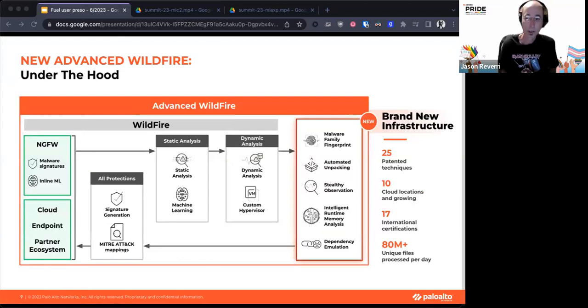So let's walk through the journey of a piece of malware. So an unknown file is usually observed by one of our enforcement points. This could be a next-gen firewall, VM series, cloud, endpoint, Cortex XDR, maybe even from a third-party feed. All these are connected into advanced Wildfire. The file will go through the enforcement point, let's say a firewall, and it gets checked if it's a known or an unknown variant of known malware. And if it is, we just block it. If the file is deemed to be unknown, then it's sent to the cloud to go through a series of analysis. That starts with static analysis and machine learning.